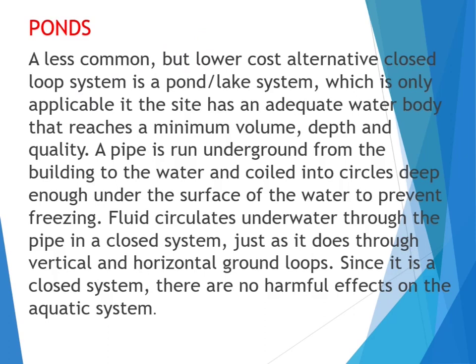Moving ahead, let's move to the ponds, a less common but lower cost alternative closed loop system, which is a pond or lake system, only applicable to a site that has an adequate water body that reaches a minimum volume, depth and quality. Let's assume your home is near a pond or a lake. Then this type of loop is suitable, but it can't be installed in places where there are no ponds or lakes nearby. So it is area specific. That's why it's not much in use.